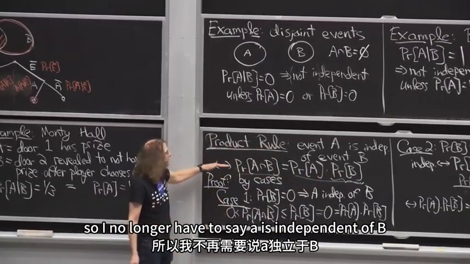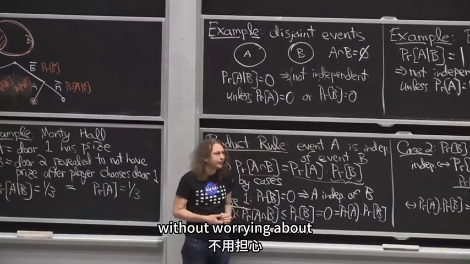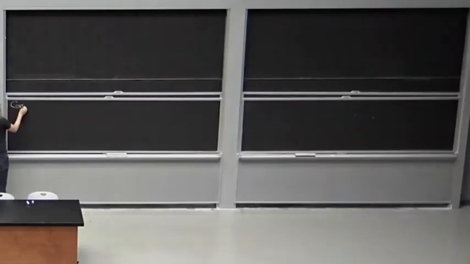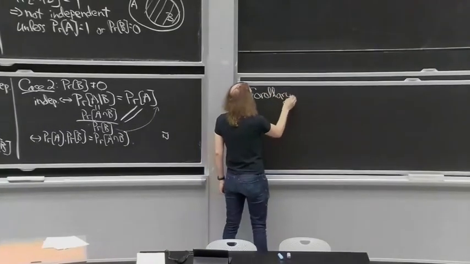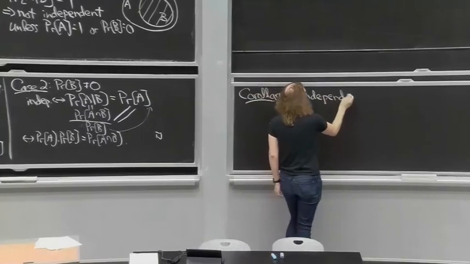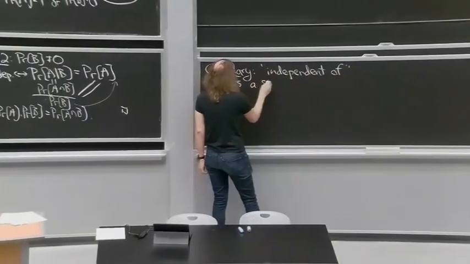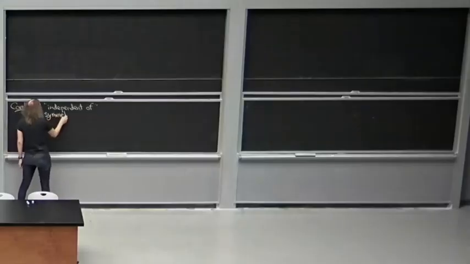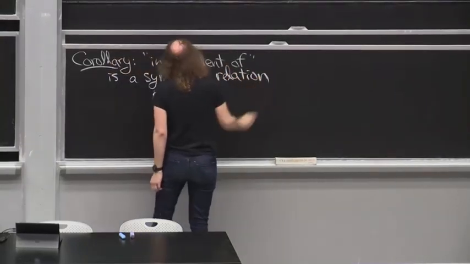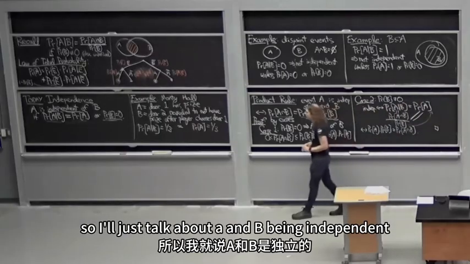So I no longer have to say A is independent of B. I can just say A and B are independent without worrying about which one's first. So, corollary: independent of is a symmetric relation. A is independent of B if and only if B is independent of A. So I'll just talk about A and B being independent from now on.